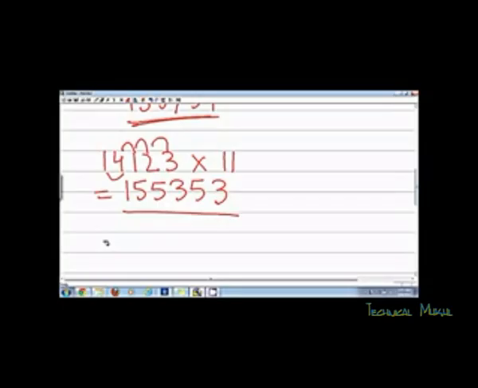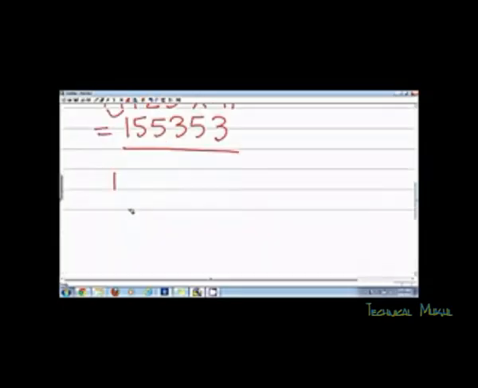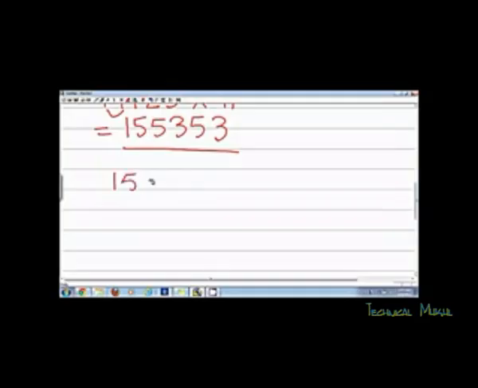For example, now I have 1551 and I want to multiply it by 11. In this case what I'll have is 1, and then 1 plus 5 is 6, and then 5 plus 5 is 10. So if I do 10, then I have to write 0 here and carry 1, and then 5 plus 1 is 6, and then 1. So the answer will be 17061. Am I correct or not?